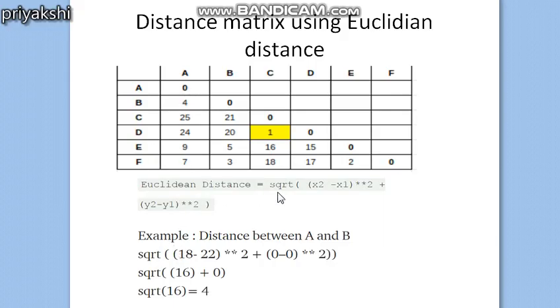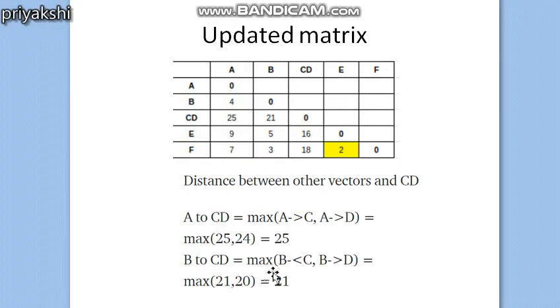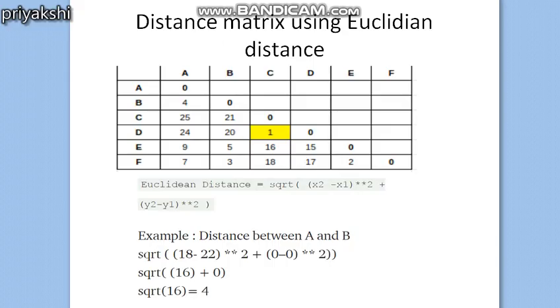Euclidean distance is given by the formula square root of (x2 minus x1) whole square plus (y2 minus y1) whole square. In this example I have shown you how to find the distance of A and B. If these are the x attribute and this is the y attribute, it is (18 minus 22) square plus (0 minus 0) square, and ultimately there is a root over it. So it will be square root of 16, which is 4. So the distance of A and B will be 4. Like this you can calculate the distance of all the other pairs, and you will get a distance matrix of 6 by 6.